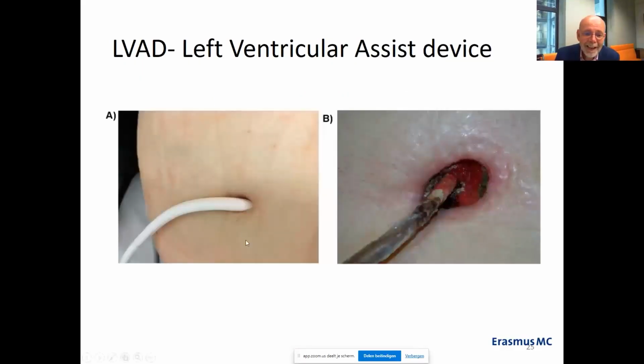So this is how a driveline looks when it sticks out and it's not infected. Unfortunately, this is an infected driveline. 60% of the people that have an LVAD heart pump can survive up to 55 years. So it's quite a nice way to bridge the time if a person needs to wait for a heart transplantation. Unfortunately, if your driveline becomes infected, the chance that you will get a new heart reduces.